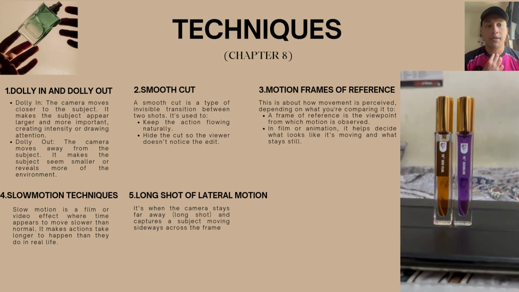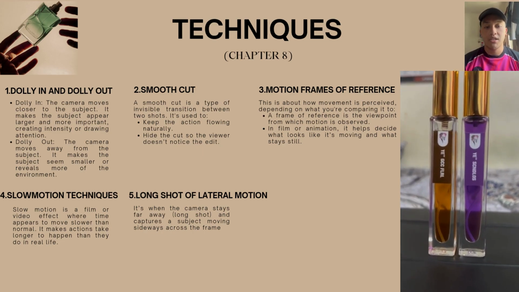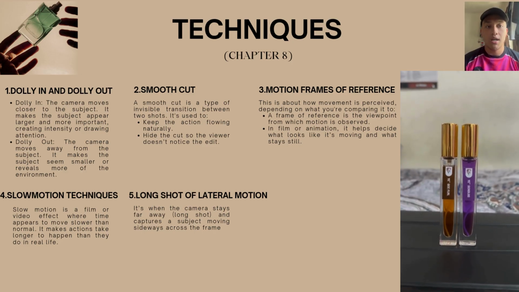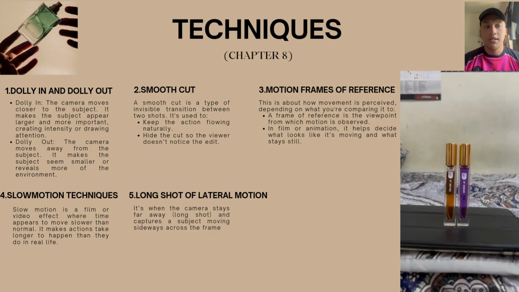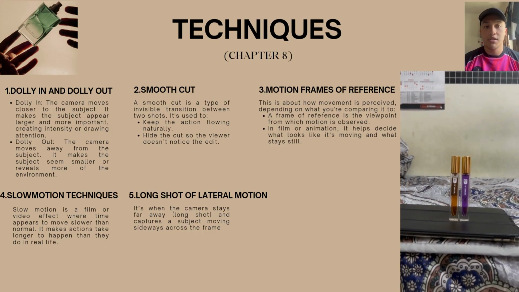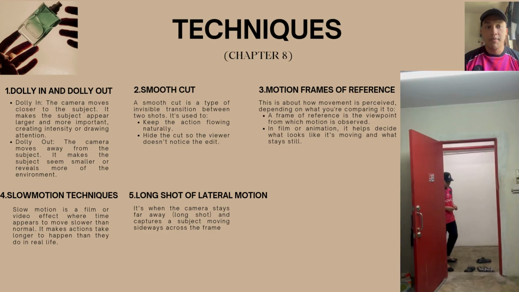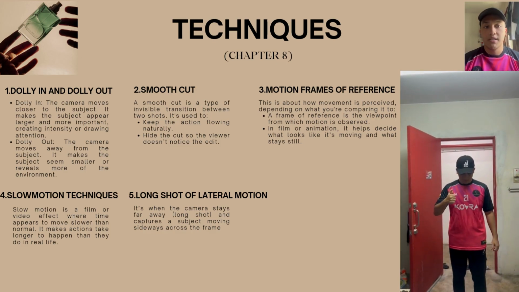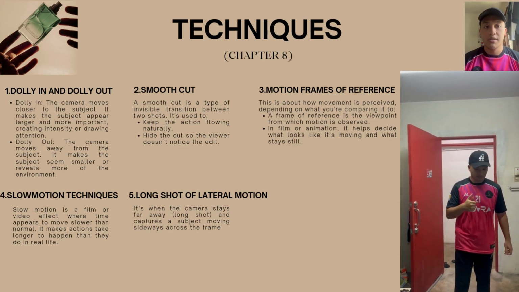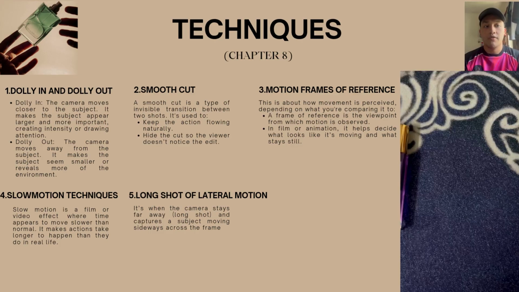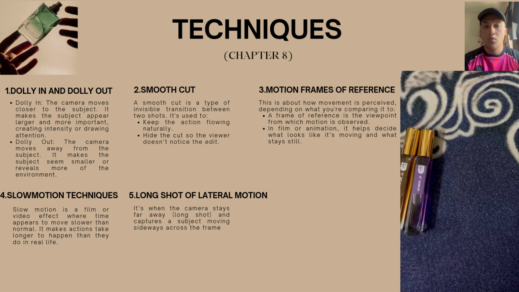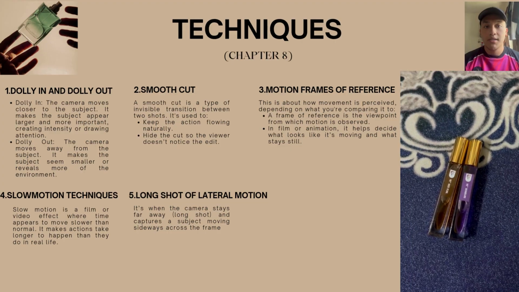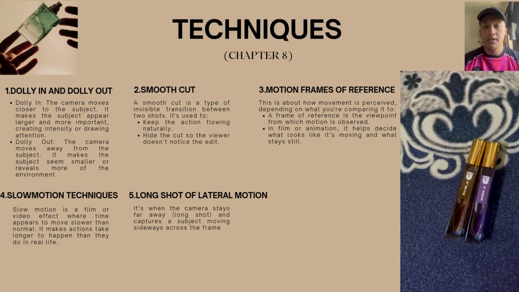Today I would like to explain the techniques that we use in chapter 8. Firstly, we use dolly in and dolly out. The meaning of dolly in is the camera moves closer to the subject. It makes the subject appear larger and more important, creating intensity or drawing attention. And the meaning of dolly out is the camera moves away from the subject. It makes the subject seem smaller or reveals more of the environment.